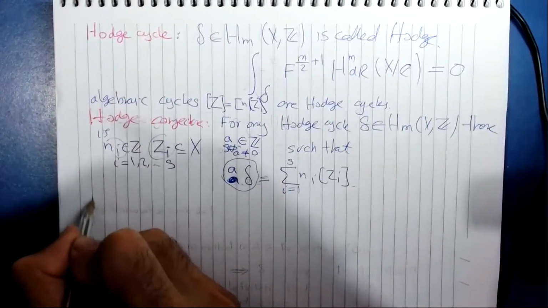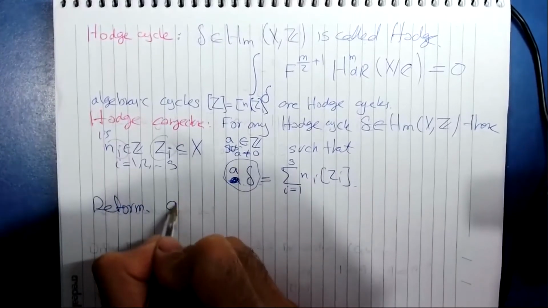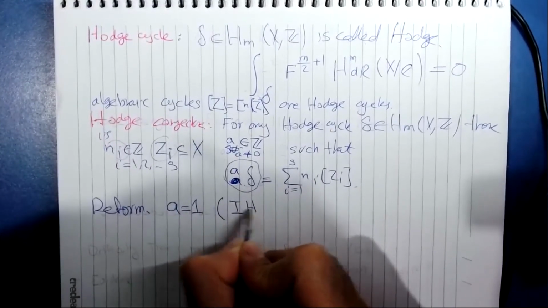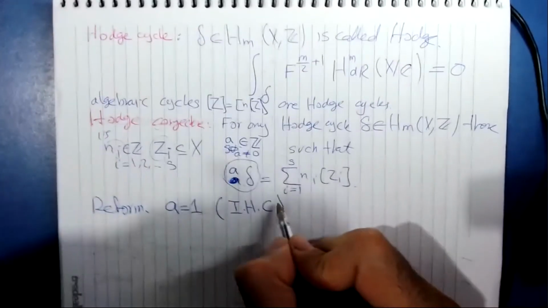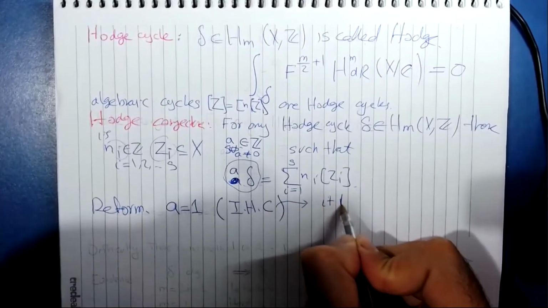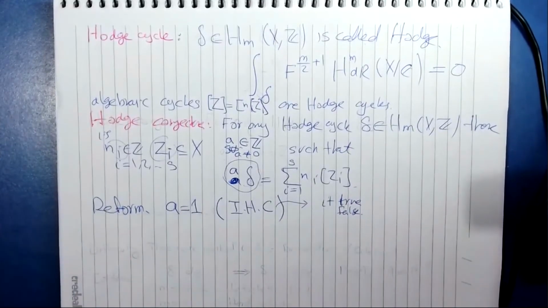So as I said, the reformulation of this conjecture with just a equal to 1 is called the integral Hodge conjecture. In general, it is wrong, but to understand in which cases it is true or false is still a great challenge.